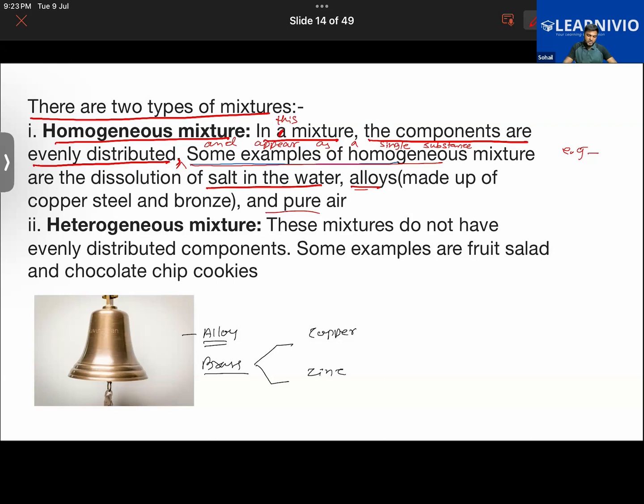After this, we are going to learn about heterogeneous mixtures. These mixtures do not have evenly distributed components. Furthermore, you're going to write and appear as different substances, meaning that they do not appear as a single substance. You can identify the components of a heterogeneous mixture. In a fruit salad, you can identify which one is an apple, which one is a papaya, and so on. Now you can identify the components. Do let me know once you guys are done writing it.